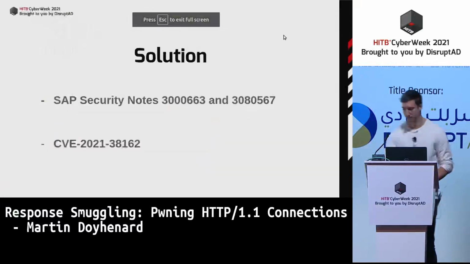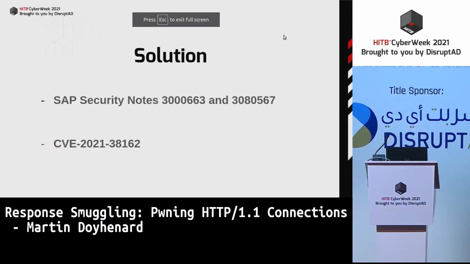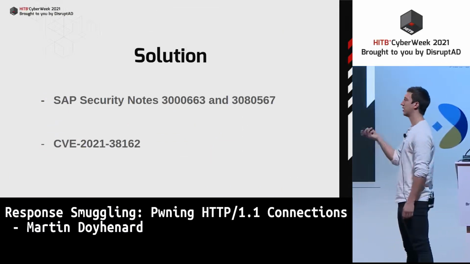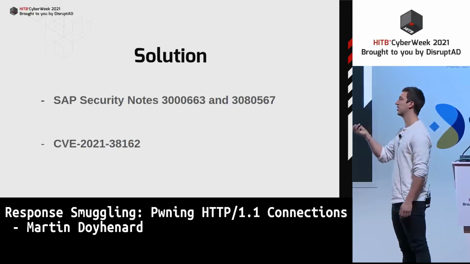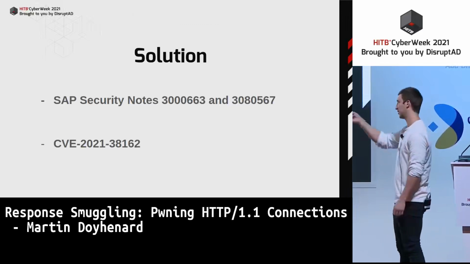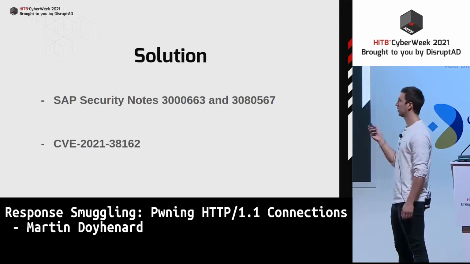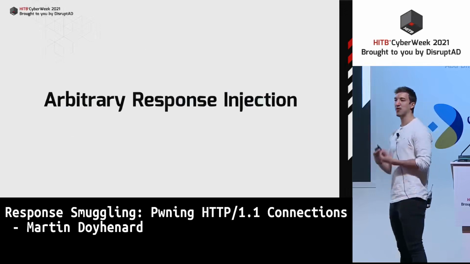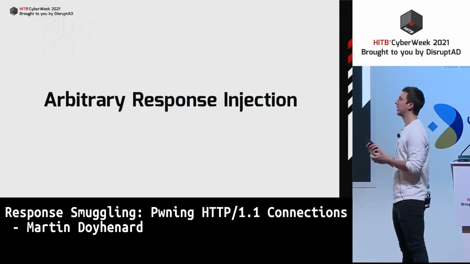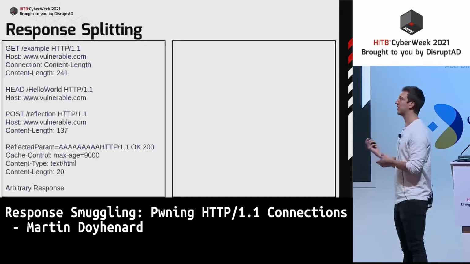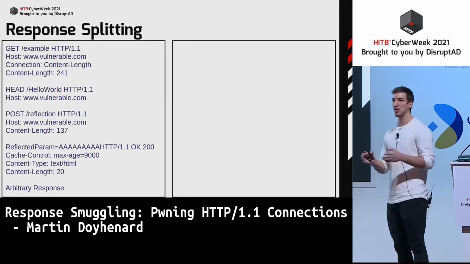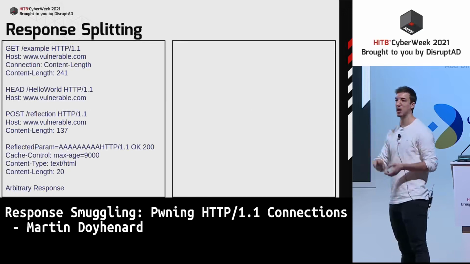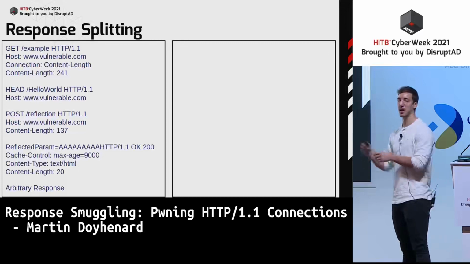Okay. So to solve this, SAP released 2 security notes, and it marked this as a CVE 2021, well, this number. So I'm also able to do something else with the rest of the response that was being discarded. Remember that when I was using only the first part of the second request as the body, I had some extra bytes that will be discarded.